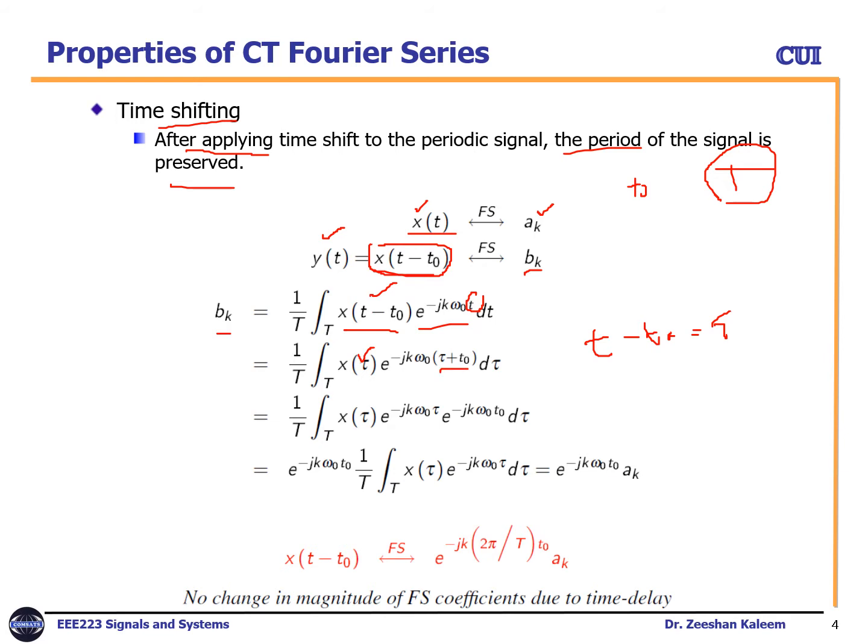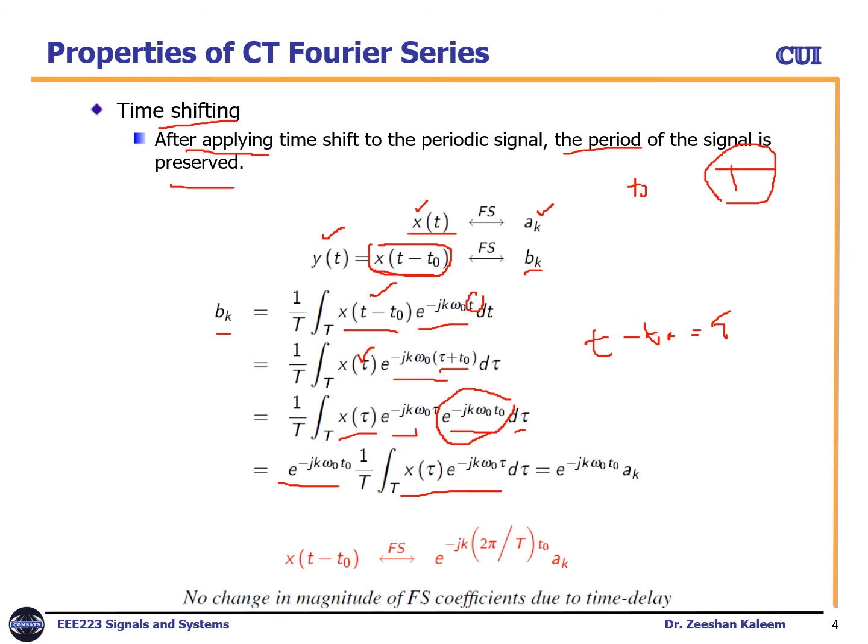So e to the power minus jk omega naught times tau plus t naught. Let's separate these two, because they are in the exponent and there is an addition in the power, so we can multiply them. So x of tau e to the power minus jk omega naught tau, and e to the power minus jk omega naught t naught. As you know, e to the power minus jk omega naught t naught is not a function of tau, so we can move this out from the integral. So we have e to the power minus jk omega naught t naught outside the integral, times 1 over T integral of x of tau e to the power minus jk omega naught tau d tau.